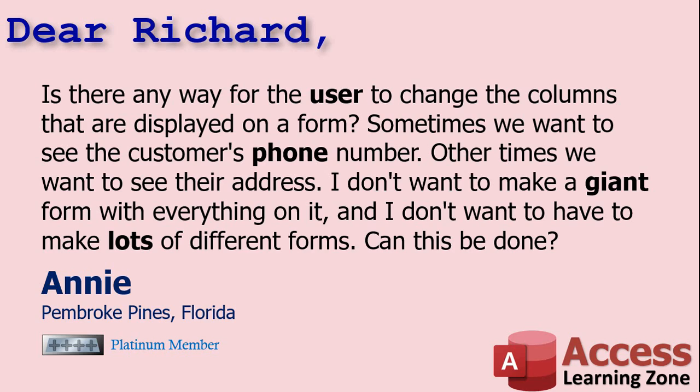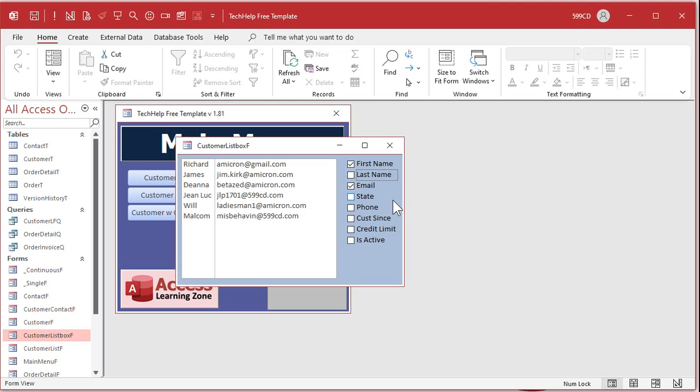Well, sure, Annie. What we can do is make a list box and control which fields are displayed as the columns in that list box. You could try to do it with a continuous form, but that'd be a lot more complicated. I think a list box is your best bet. What we'll do is build something like this.